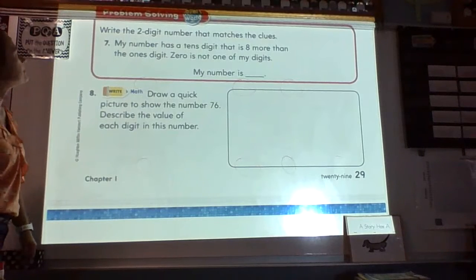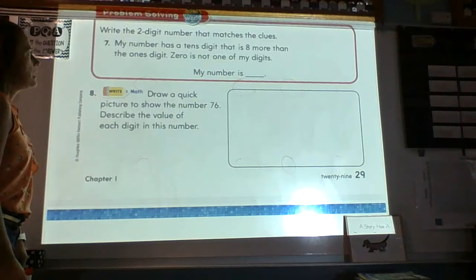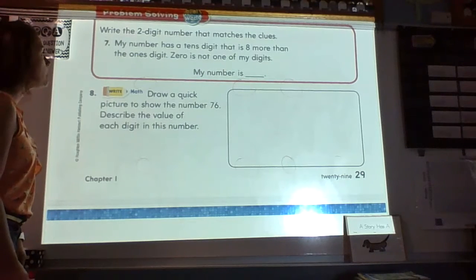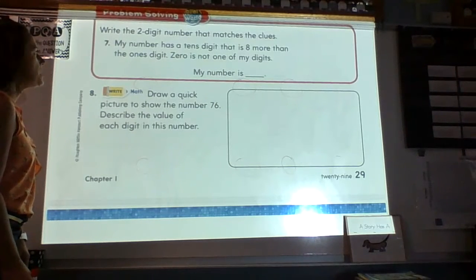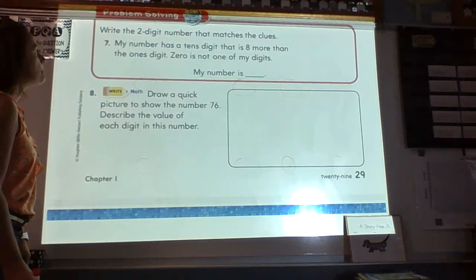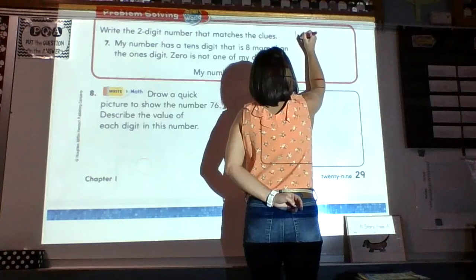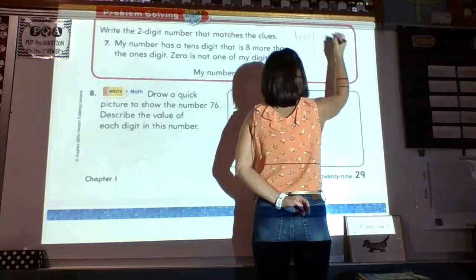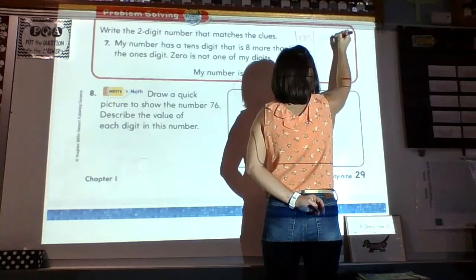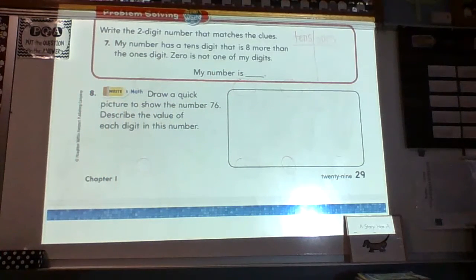Okay. Write the 2-digit number that matches the clues. My number has a tens digit that is 8 more than the ones digit. 0 is not one of my digits. I'm going to set this up here for you. I'm going to give you a tens place and a ones place, and then you're going to have to use your brain power to decide what belongs in each place.